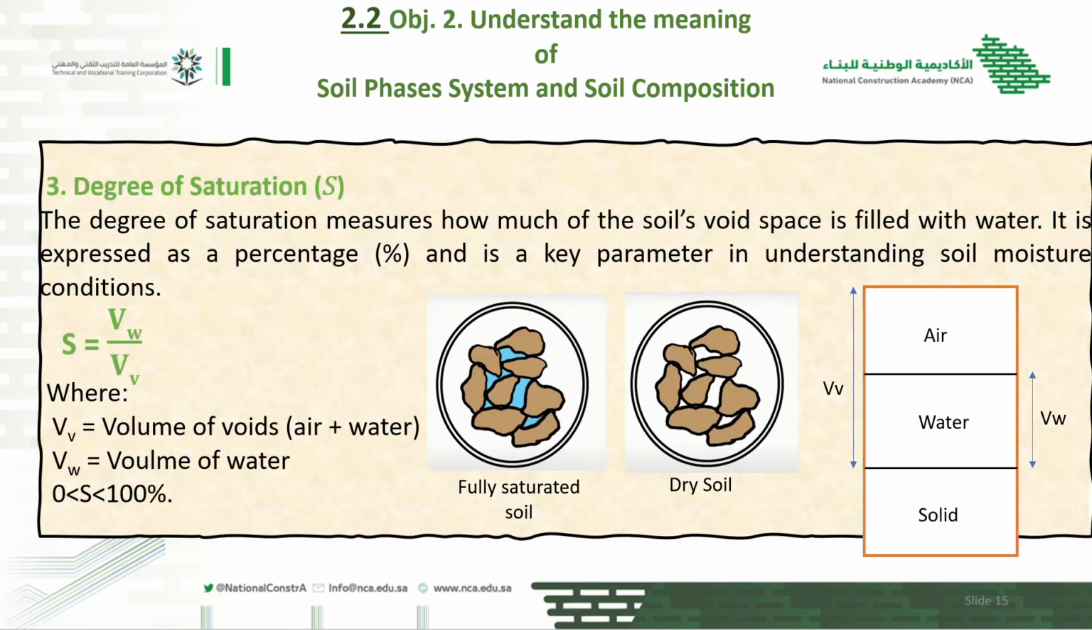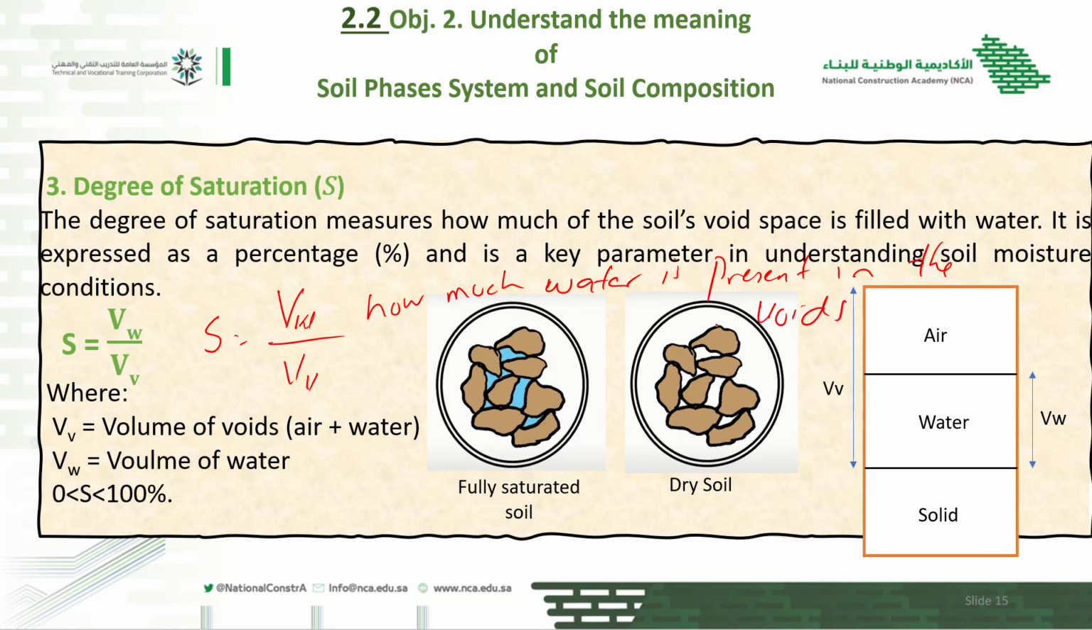The third one is degree of saturation. What is meant by degree of saturation? The degree of saturation is denoted by S. It is the volume of water with respect to the volume of voids. What does it mean? In this picture, it is very clear. How much water is present in the voids? These are the voids. In these voids, how much water is present?